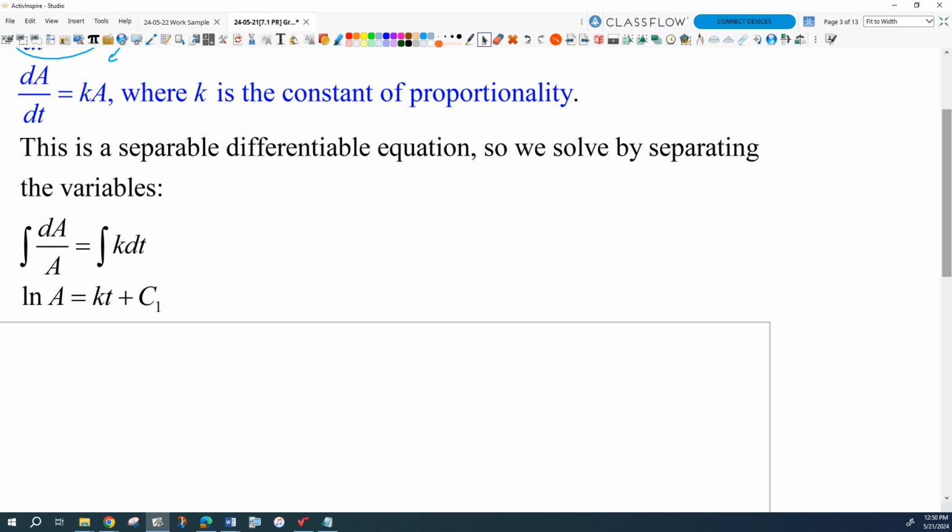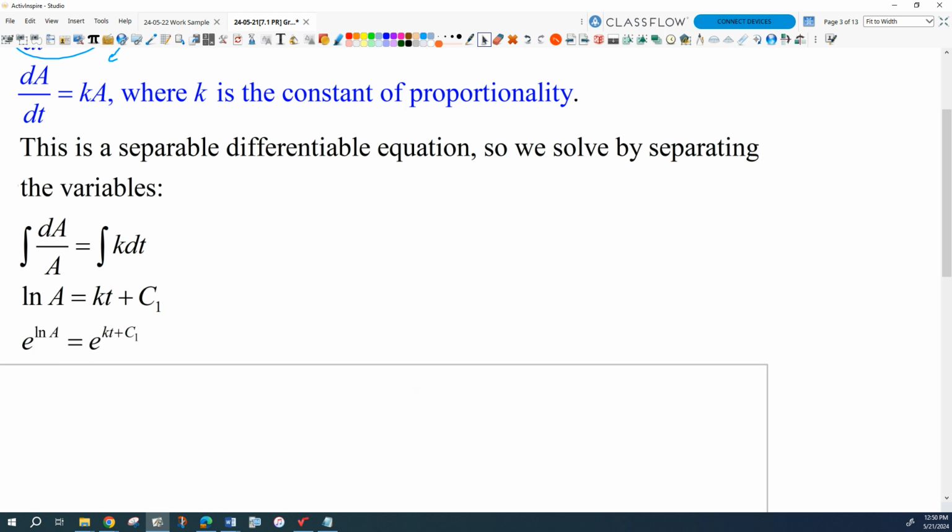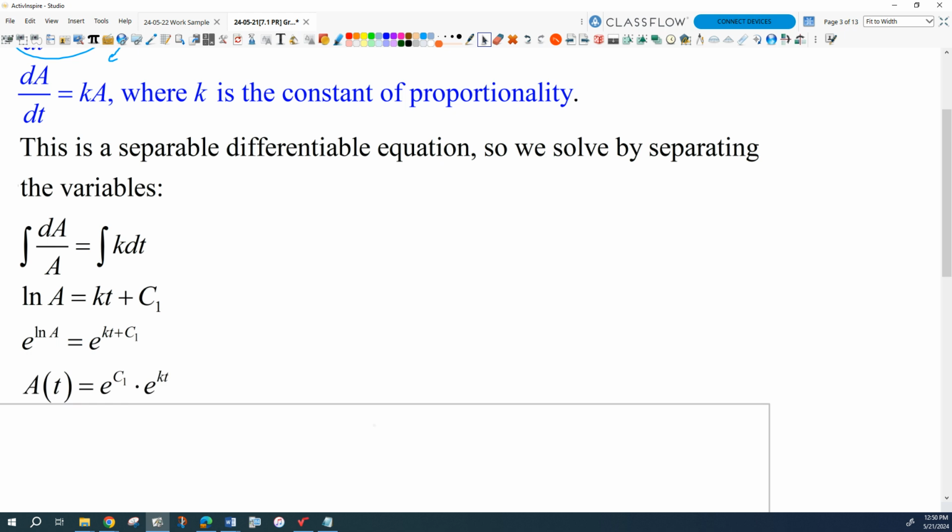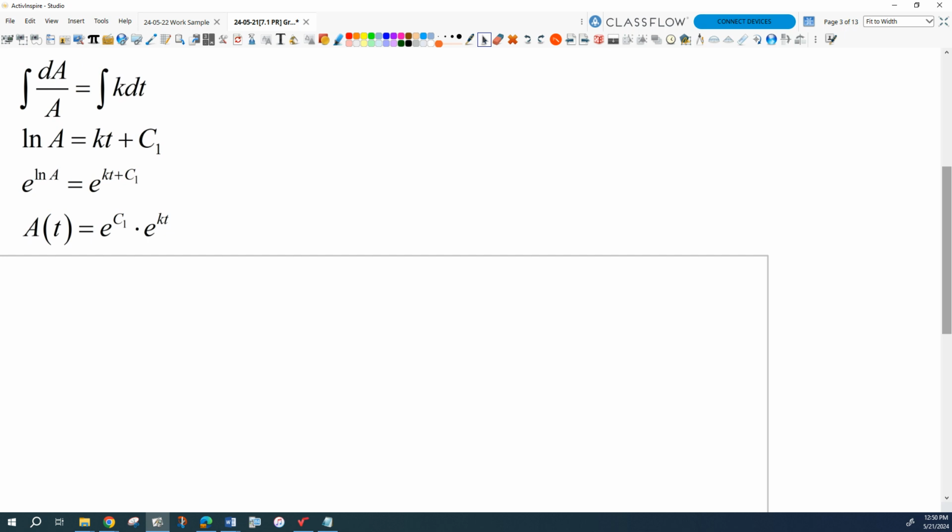So there's the solution, but we want to try to make this a little more meaningful. One thing we'd like to do is come up with a function A of t where we can predict the population size. So we don't really want the A to be absorbed inside this log function. We want to exponentiate both sides to free the A from the log function. If we exponentiate both sides, e to the ln A is A, and on the other side, we get e to the kt plus C1. Well, what can we do with that? We get the A where we want it, by itself.